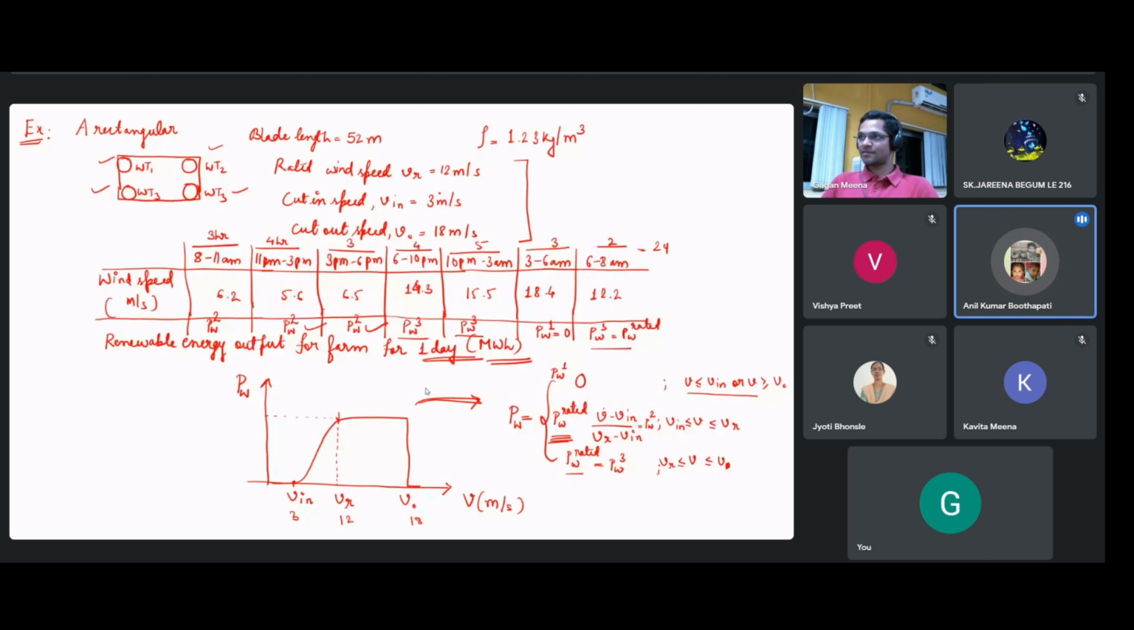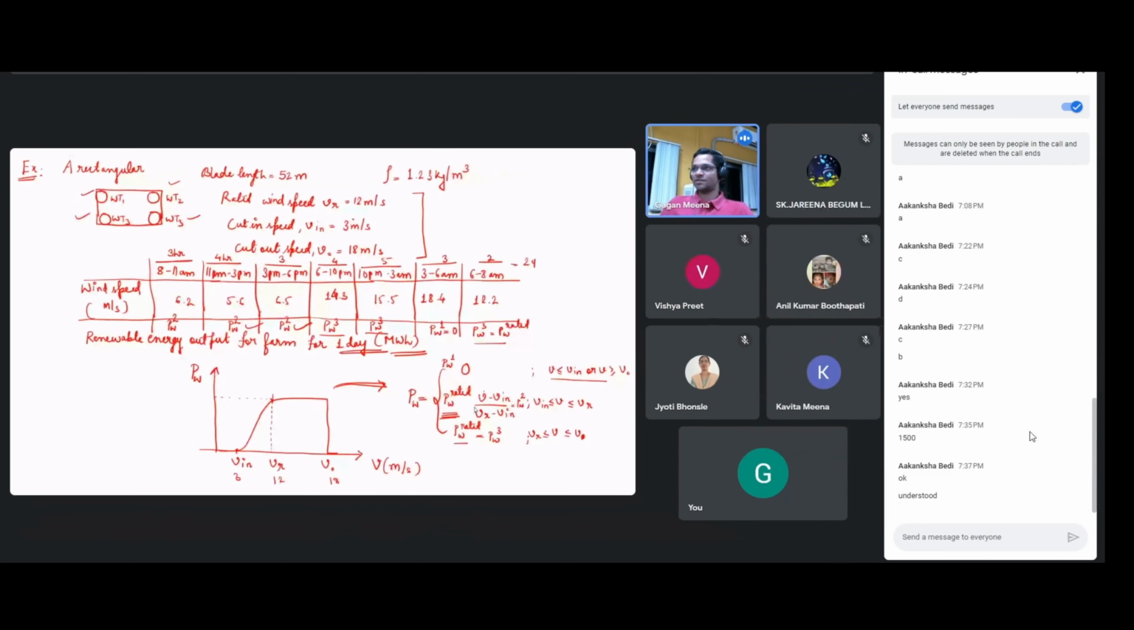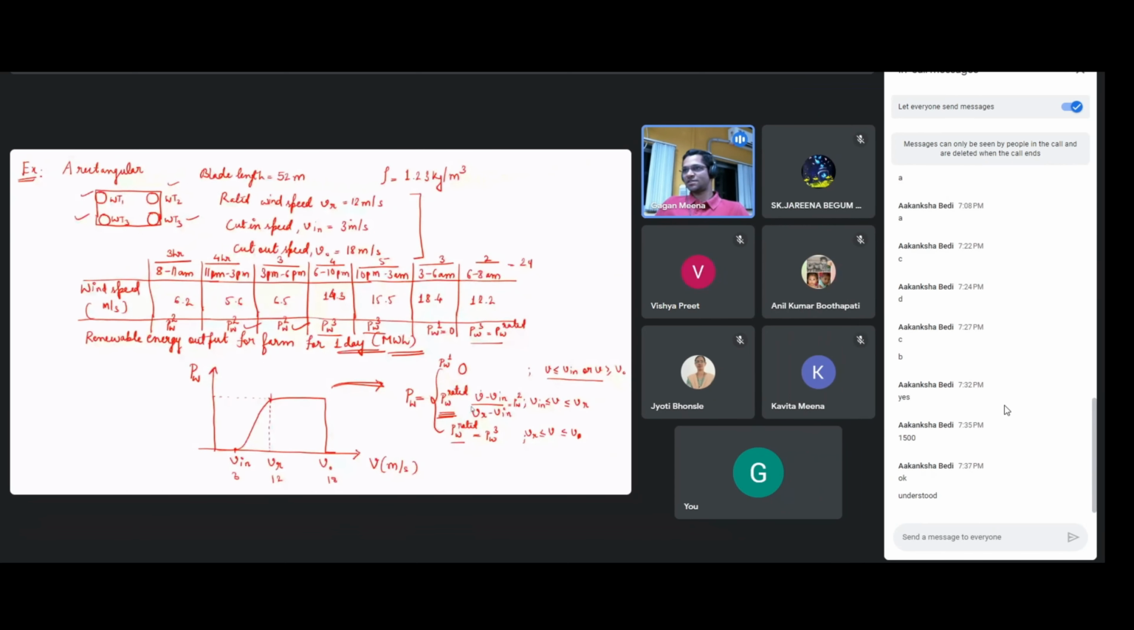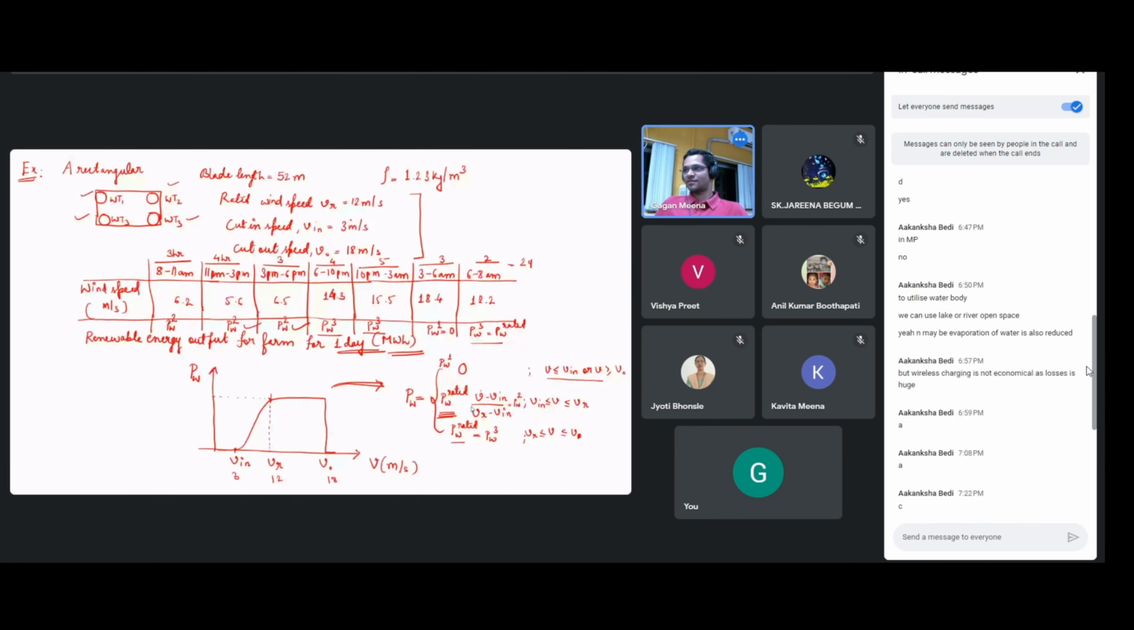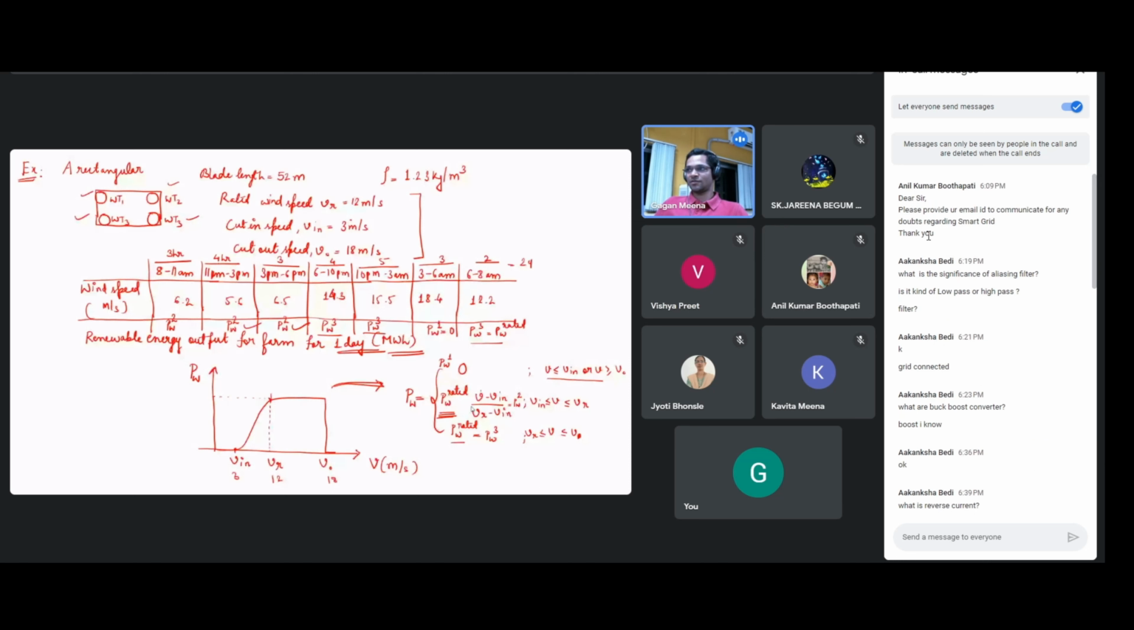Sir, can you suggest a textbook for this course? For the entire course, there is not a single book, but for today's wind part, I can suggest Gilbert M. Masters, chapter 7, that you can refer to for the wind portion. I have also taken some pictures from that book only. The topic is given in detail in that book.